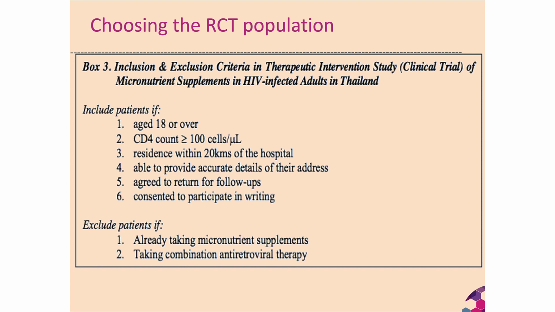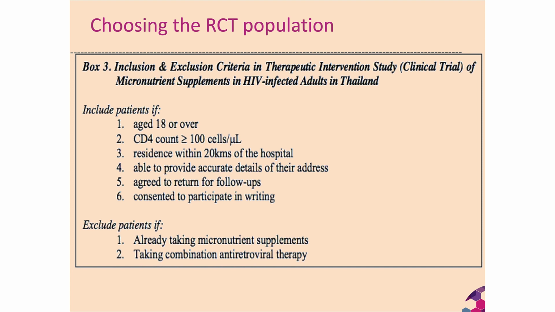be 18 and over, and that's helpful because from an ethical perspective, when we're doing studies, children require more sensitivity and more ethical supervision, and they have a CD4 white cell count that's greater than 100 cells per microliter. They live within 20 kilometers of the hospital. They are able to provide accurate details of their address. They agree to return for follow-ups, and they have consented to participate in writing.